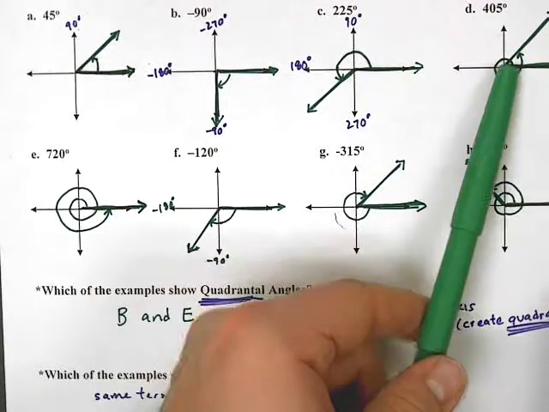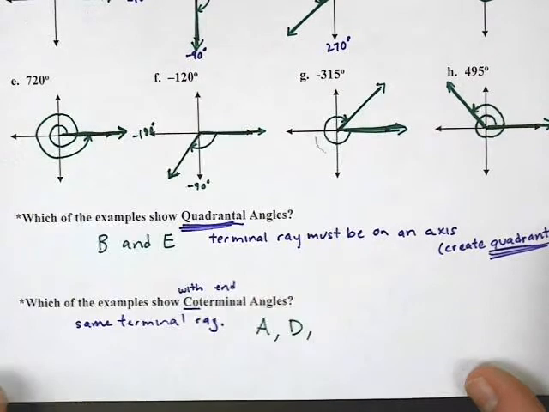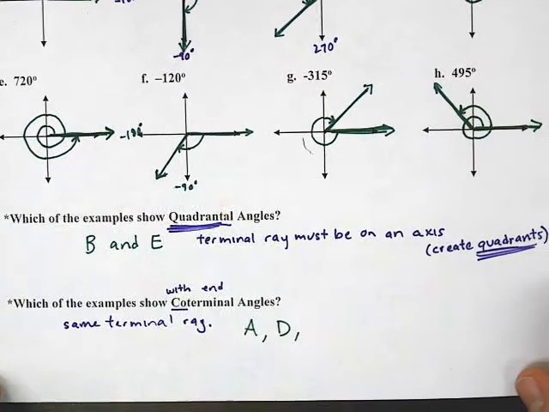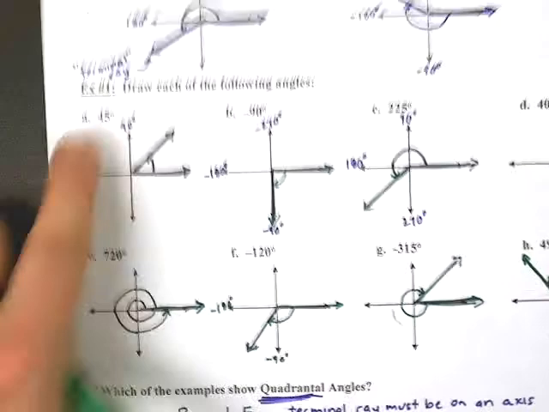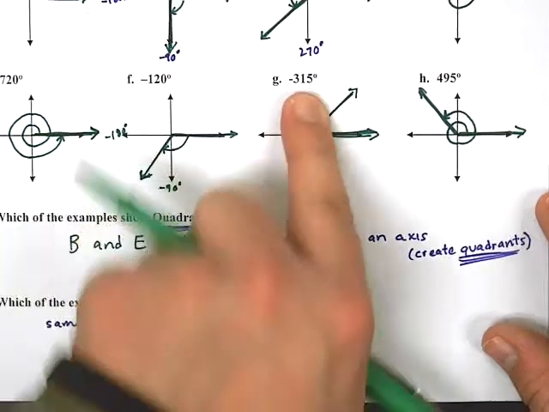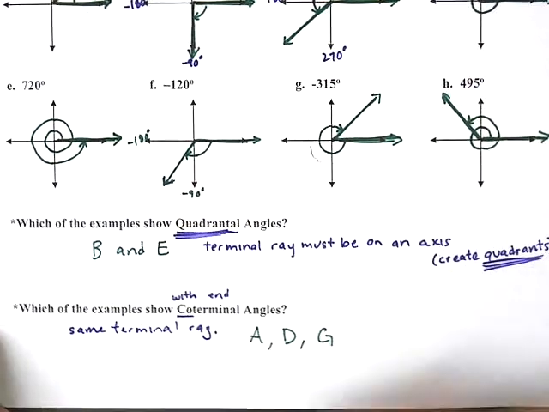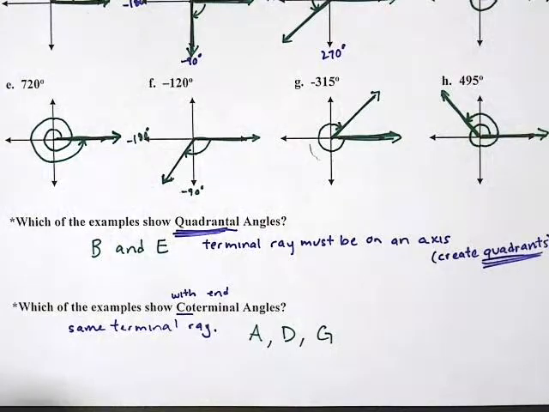How about D? Absolutely. A and D, and there's one more. Can anyone find it? G. Absolutely. Even though we write A as 45 degrees, D is 405 degrees, and G is negative 315 degrees, these are coterminal rays because they all have the same exact terminal ray. All right? Okay.